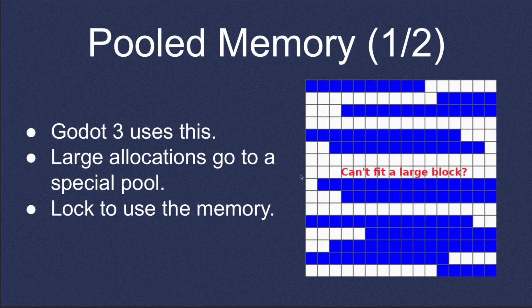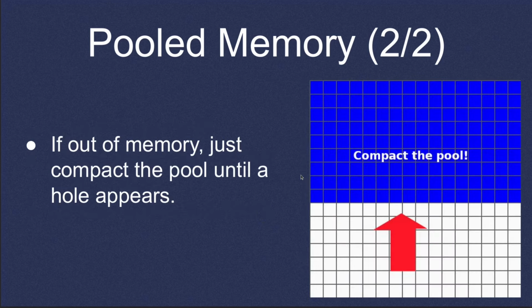One typical strategy, Godot 3 uses something called pooled memory. This means that you have a large amount of memory that is reserved for pooled memory. You do any large allocation into the pooled memory, and you have to lock the memory when you want to use it. The reason you have to lock it is going to make sense very soon, but the idea is that you have to lock the memory before using it.